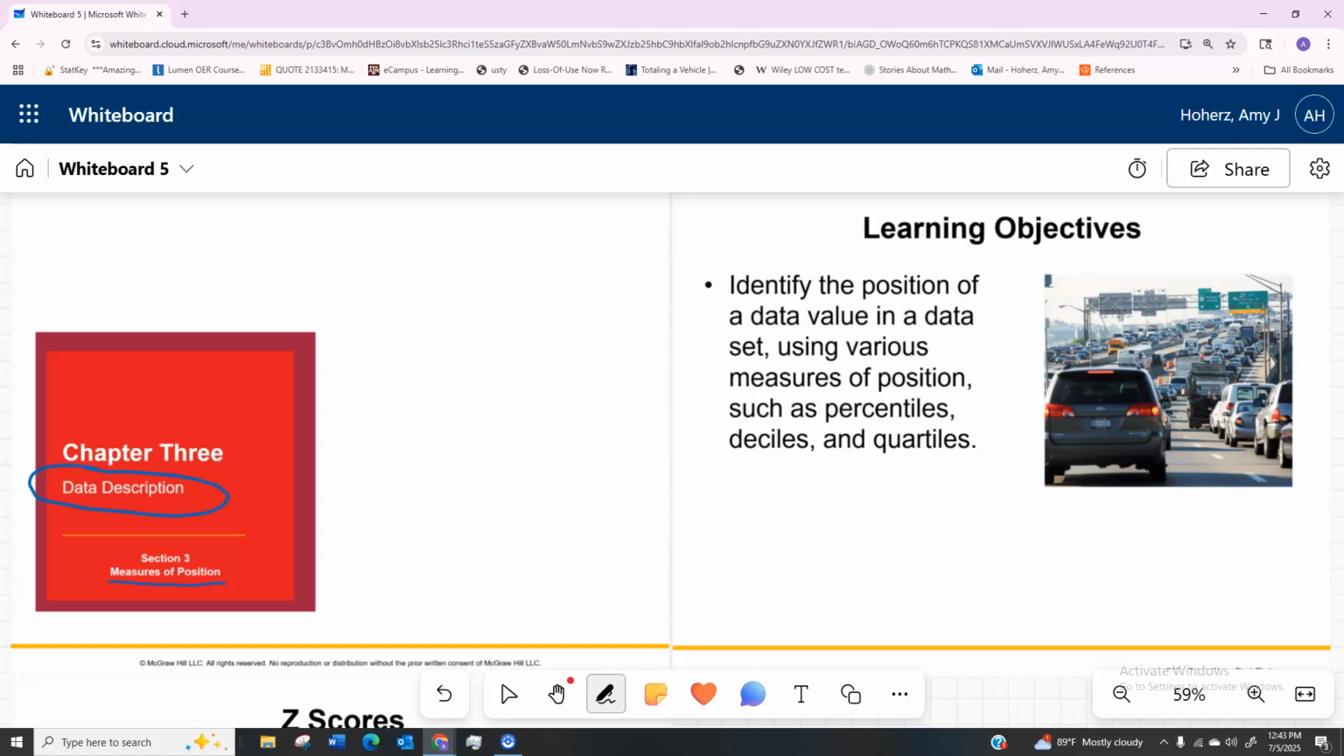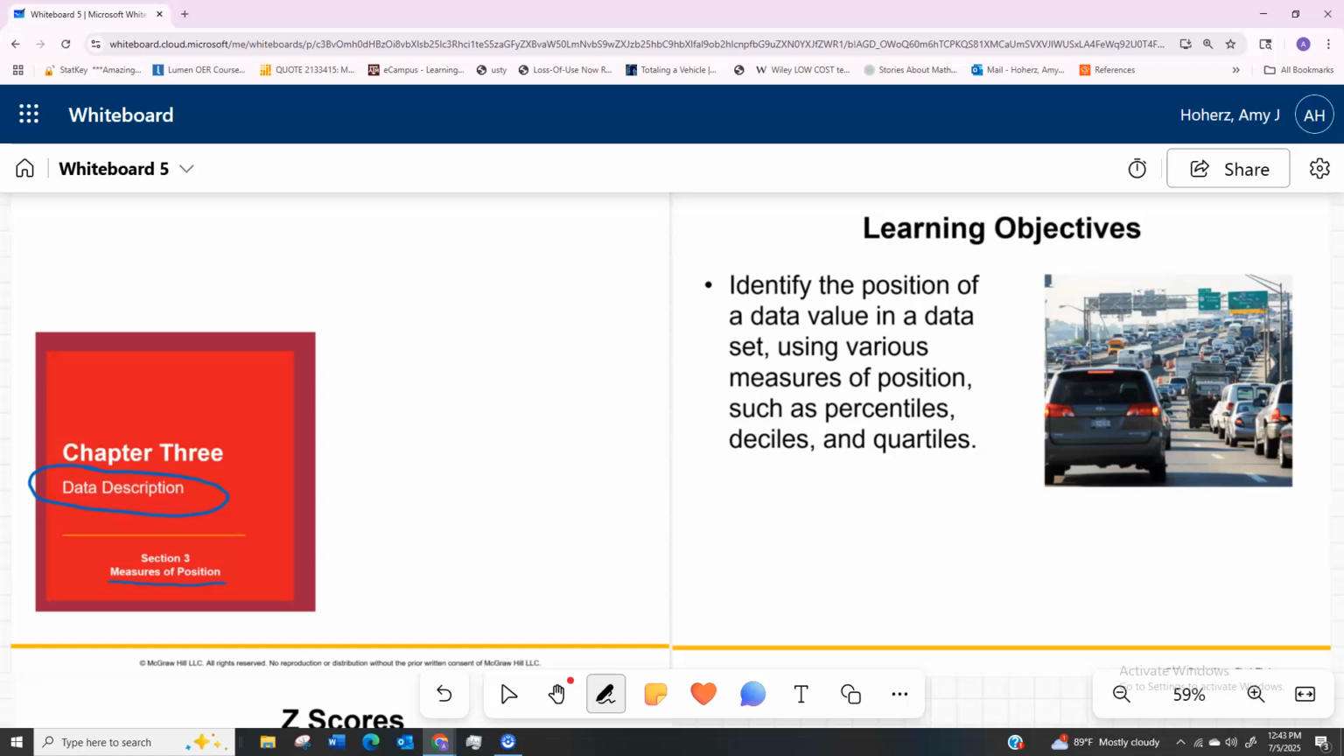So we've talked about measures of center and measures of variation. The measures of center were the mean, median, and mode. Measures of variation were the range, the variance, and the standard deviation. And now we're going to talk about measures of position.